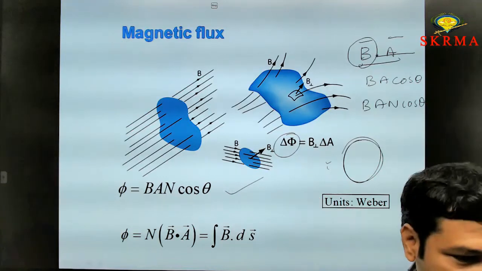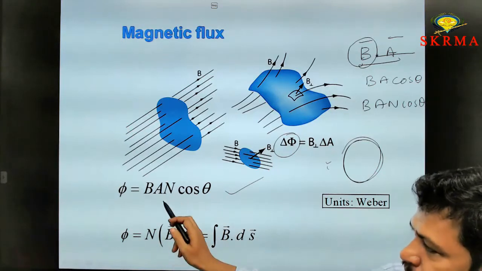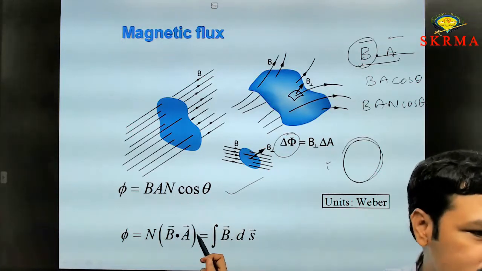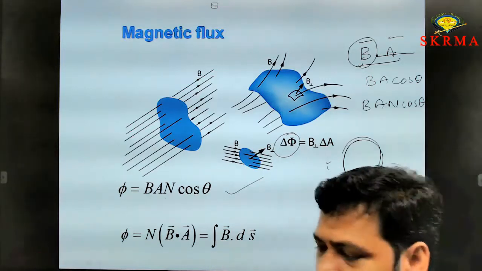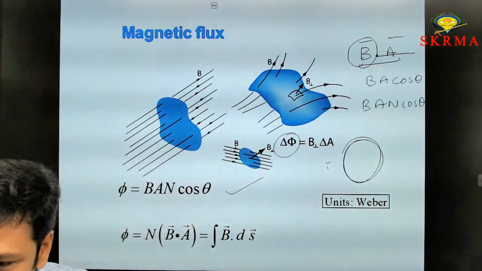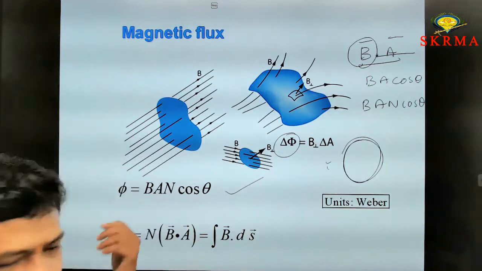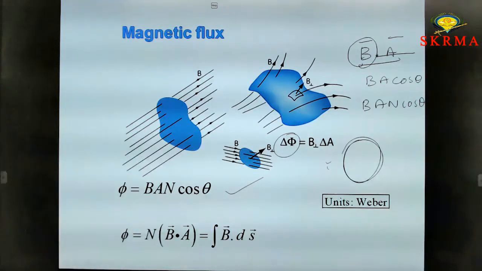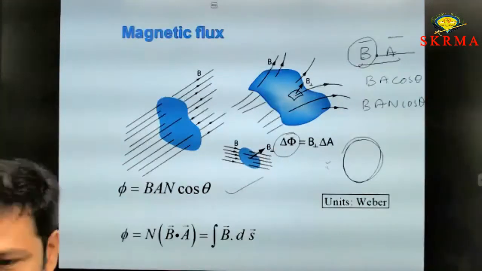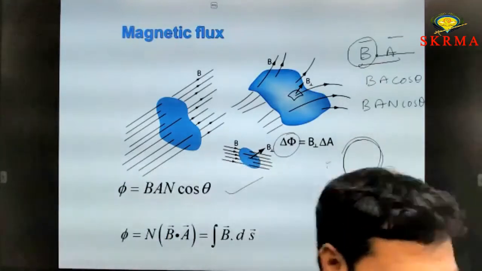This can also be written with n the same. BA cos theta is B dot A bar. If you want to measure in integration form, it represents the total flux. The total integration represents the summation. The integral of B dot dS represents the total flux. These are the different forms of the equation for magnetic flux.